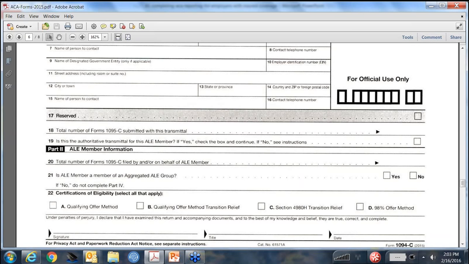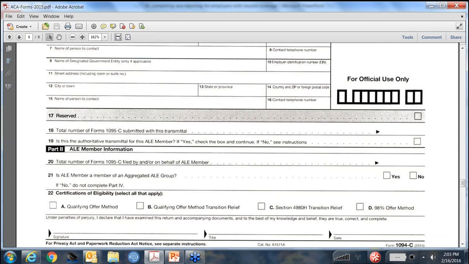Qualifying offer transition relief: if the qualifying offer is not for 12 months, but it's for some months, you would again check box B. I don't know why anybody would want to do that, but again, if you have a qualifying offer, you can do an alternative statement, which I will cover in a few minutes. The most important box to pick and to choose is box C. In order to get any transition relief under ACA, you have to check box C.